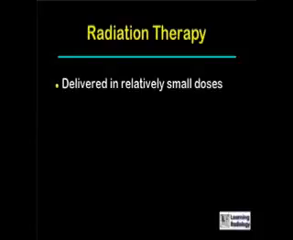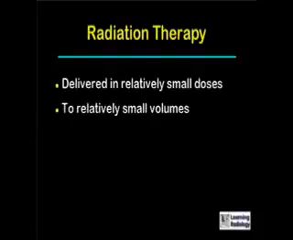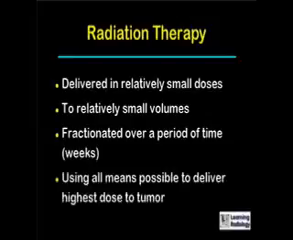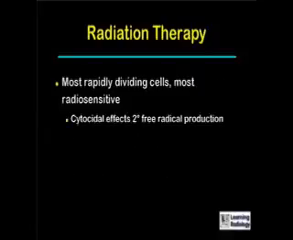Radiation therapy is usually delivered in relatively small doses to relatively small volumes of tissue over a period of time, usually a matter of weeks, which is called fractionation. And all means are used to deliver the highest possible dose to the tumor while sparing the normal tissue adjacent to the tumor. The most rapidly dividing cells are the ones that are usually the most radiosensitive.